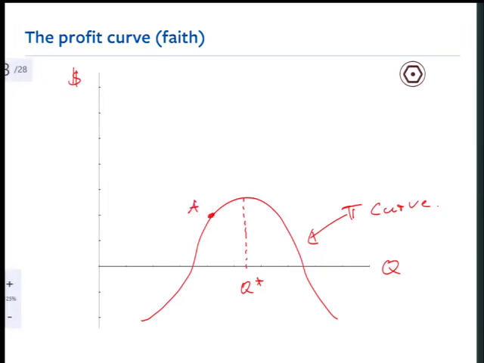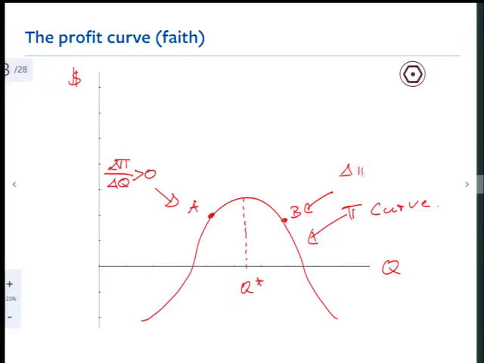Do they go up or go down? They go up, right? So at A here, if I change my output, this is delta pi over delta Q, the change in profits due to a change in output is greater than 0. What about point B right here? If I increase output further from point B, what happens to my profits? They fall, right? So the change in profits due to a change in output is less than 0.